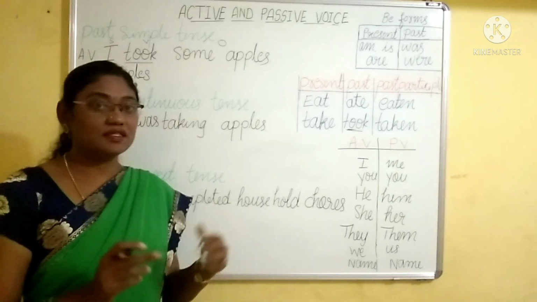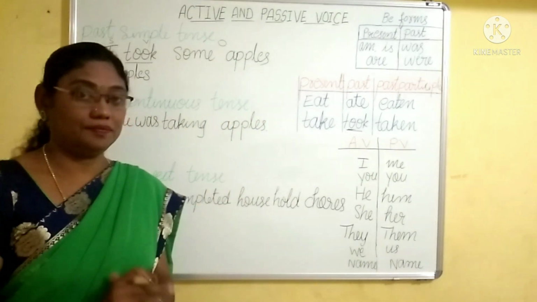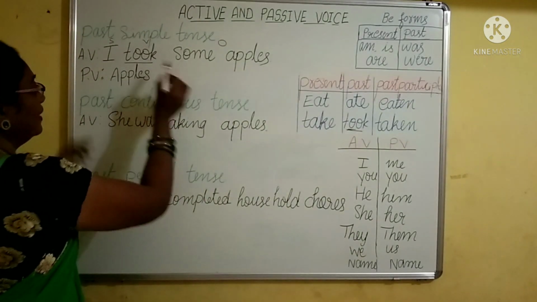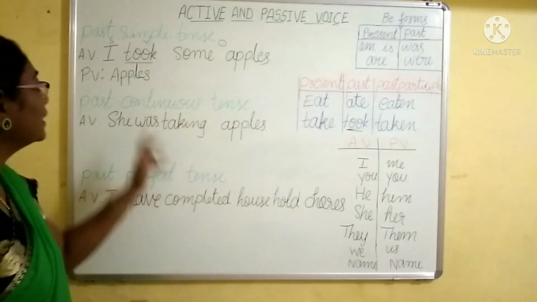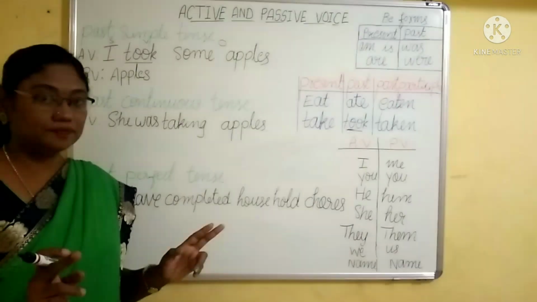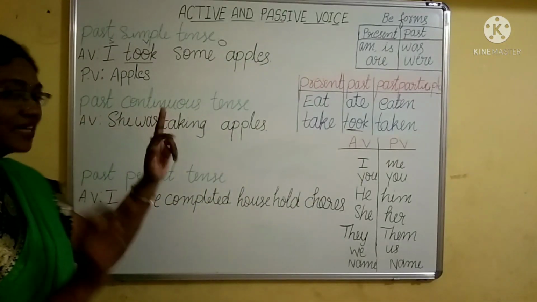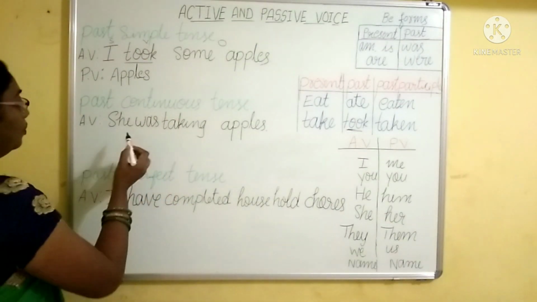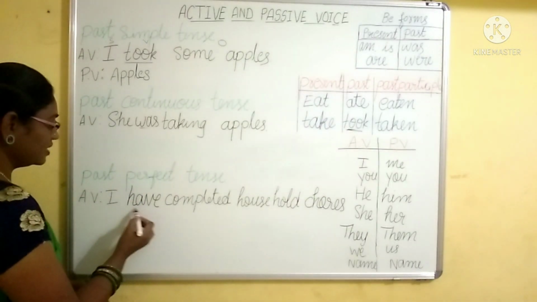Now, what is next? We have to select the be form, because you can notice there is no helping verb in this sentence, right? But when we talk about past continuous and past perfect tense, we can see was. Was is the helping verb. We can see have.